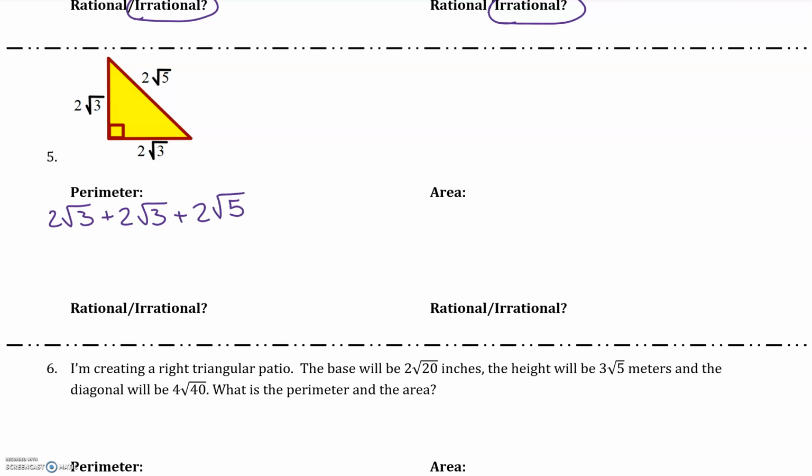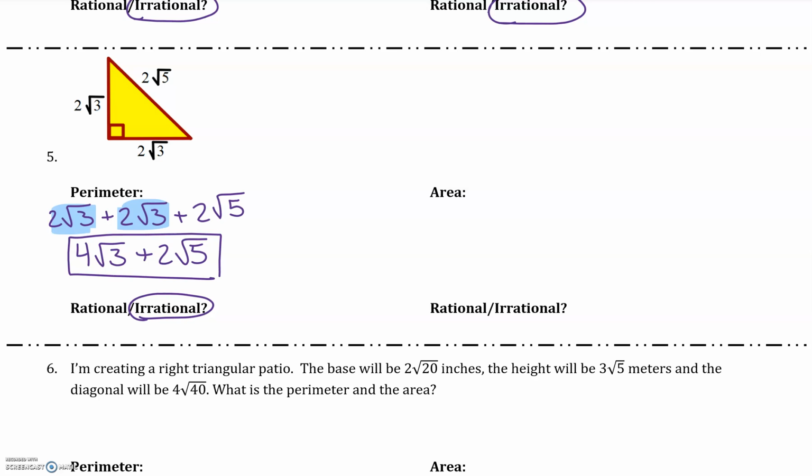Now, when we add these, remember, we can only add the ones that have the like radicands. So only the 2 square root 3 plus the 2 square root 3 can we actually combine. So this becomes 4 square roots of 3 plus 2 square roots of 5. And those end up staying as radicals, so that means they are irrational numbers. The only way that it's going to become a rational number is if it ends up being a perfect square and you get a nice integer.